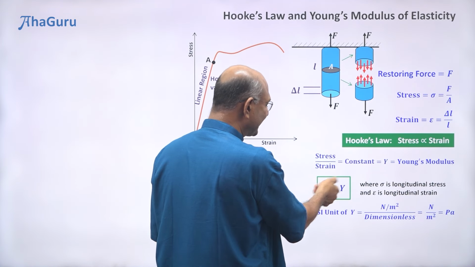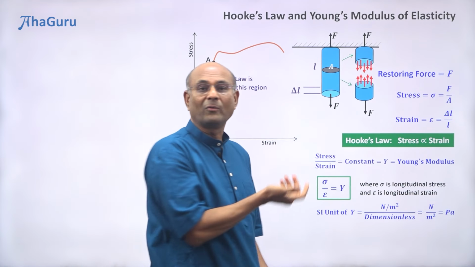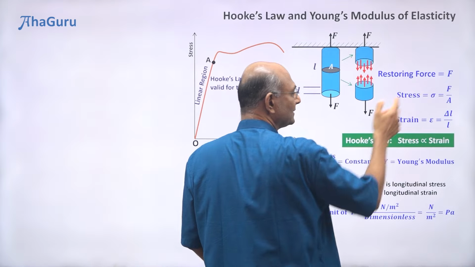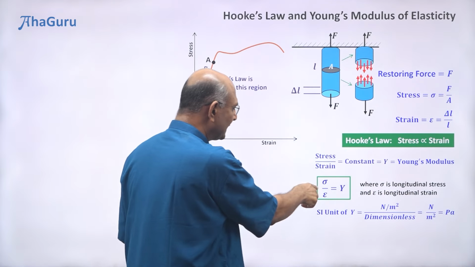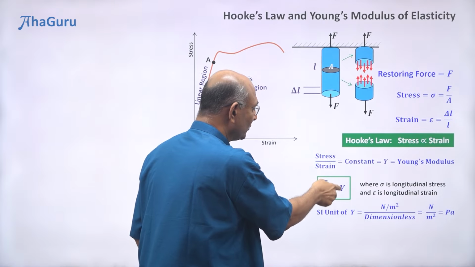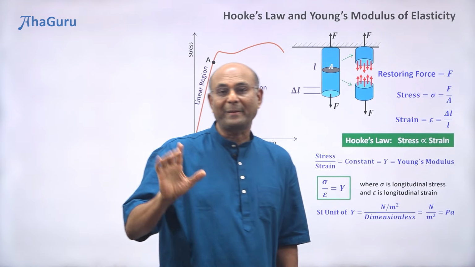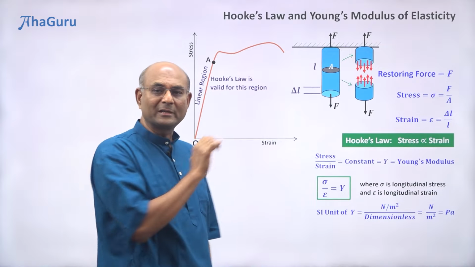Because you are dividing by strain, which is just a ratio of similar quantities, basically both of them have similar dimensions. So that epsilon has no dimension. And so for Young's modulus, the units will be the same as the units for stress, newtons per meter square, Pascal. Okay, now I hope you have understood this.